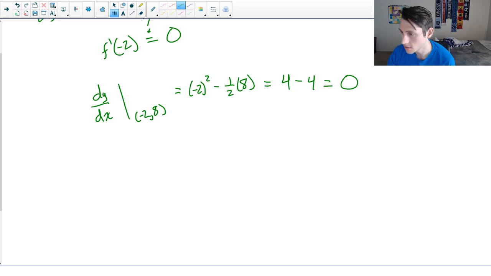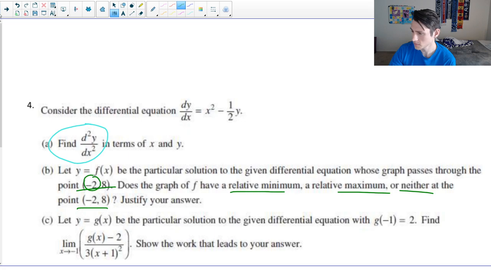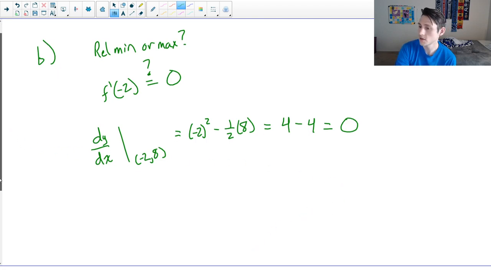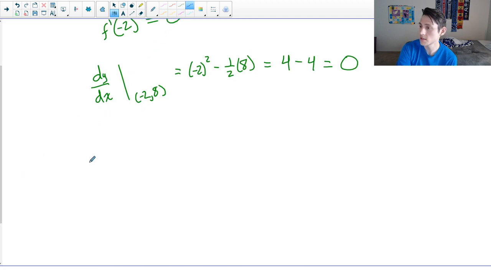Now, we're not done there, though. This is a little bit different. Last time we got a number that wasn't 0, so we could automatically say it's not a relative min or max. For this problem, we do get 0 for the derivative at that point. So now we need to distinguish, is this a relative minimum or a relative maximum? The way to determine that is to consider the second derivative.